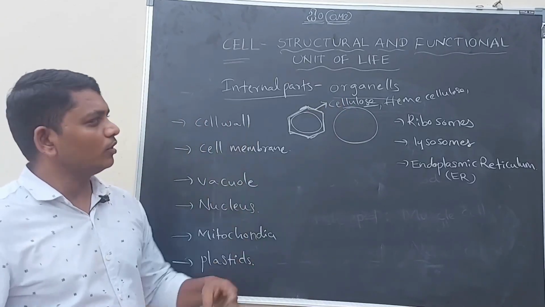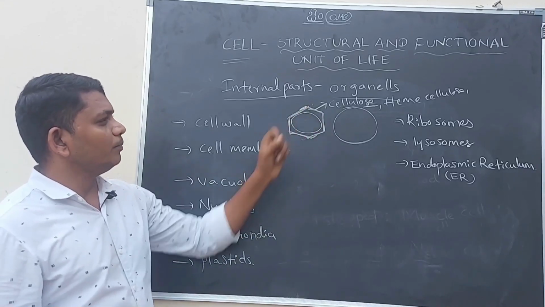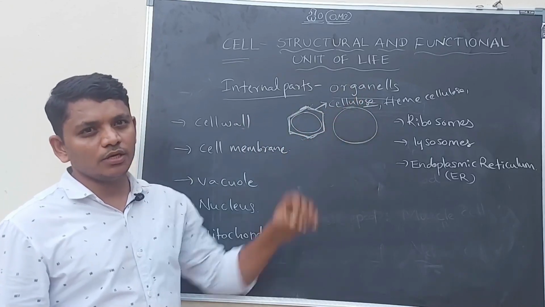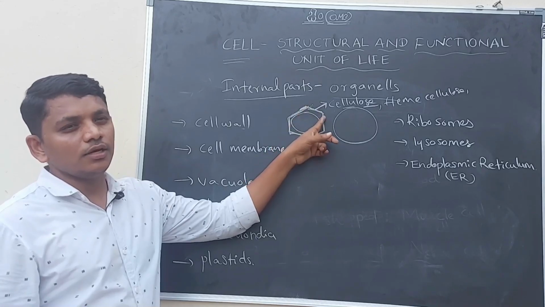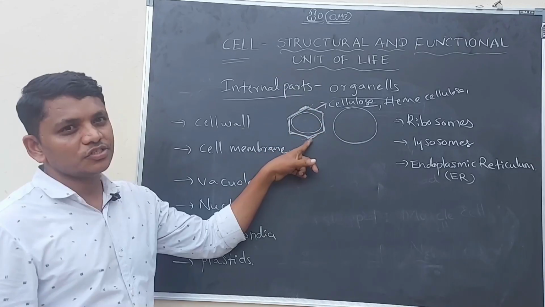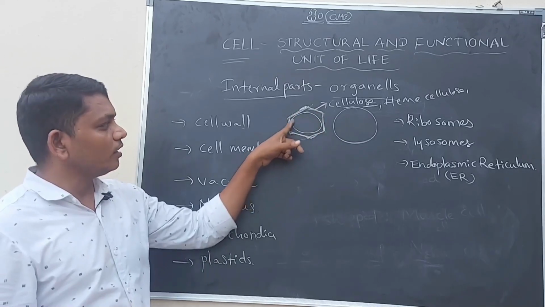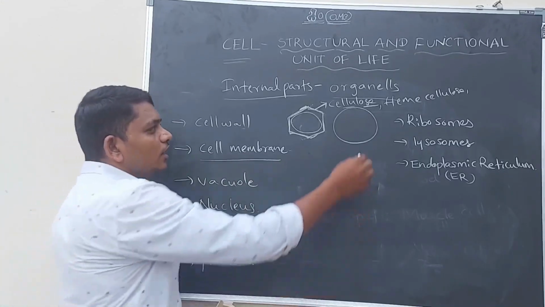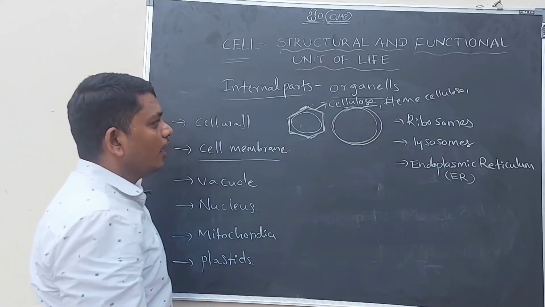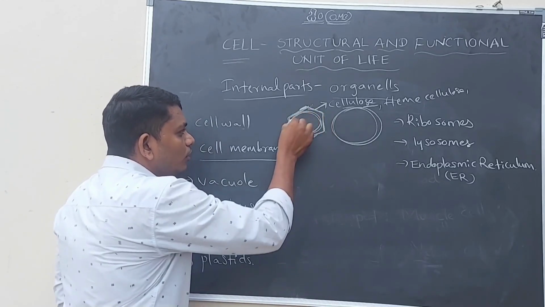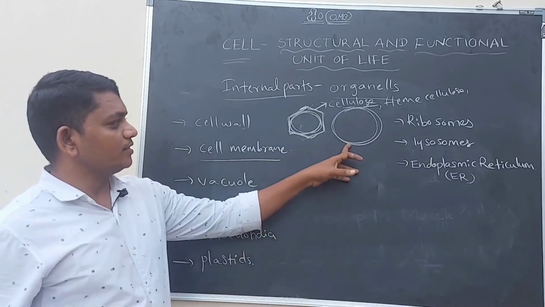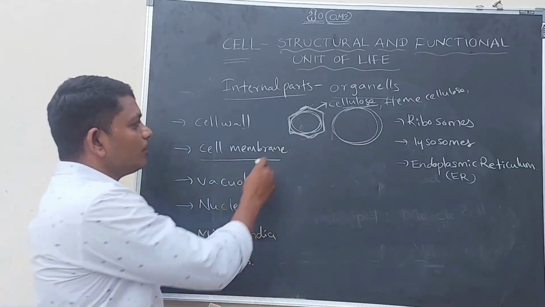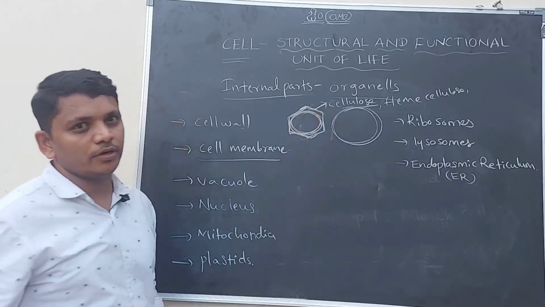Here we discussed two things about the outer membrane of the plant cell. This is called the cell wall, which is made up of cellulose and hemicellulose. This is a non-living cellular organelle, which provides strength and security to the internal parts of the cell. And the cell membrane, this is the outermost membrane of the animal cell and the secondary outermost membrane of the plant cell. In the animal cell, this is the outermost membrane, the primary membrane. In plant cells, the cell membrane is the secondary outermost membrane.